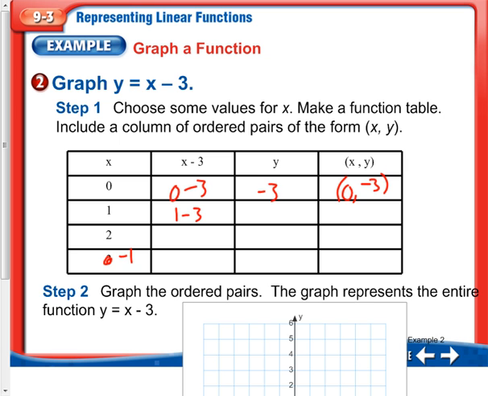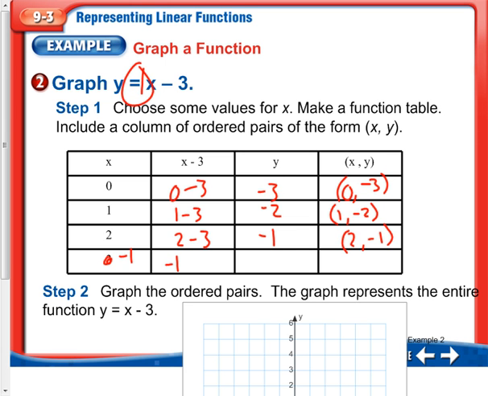So this is going to be 1 minus 3. We're going to get negative 2. We're going to have 1 comma negative 2. Remember that our ordered pairs are always listed inside of parentheses. So here we have 2 minus 3. That's a negative 1. And so we're going to have 2, negative 1. All right, notice here the coefficient was 1. So what's happening is all these are going up by 1.